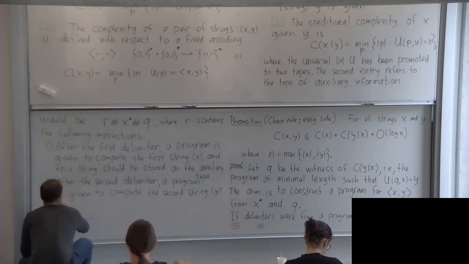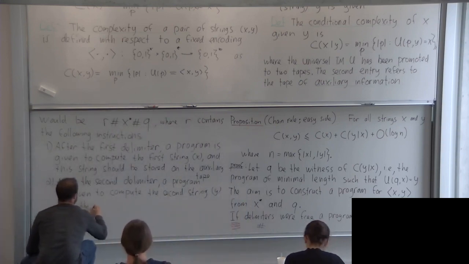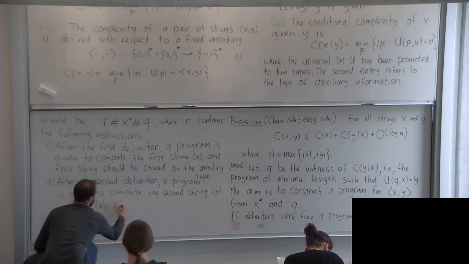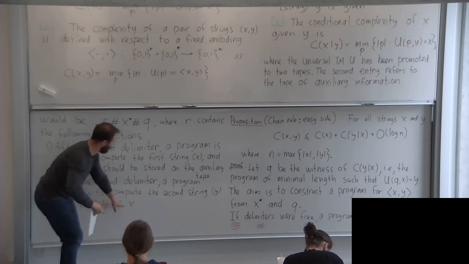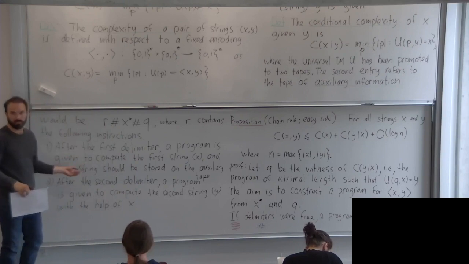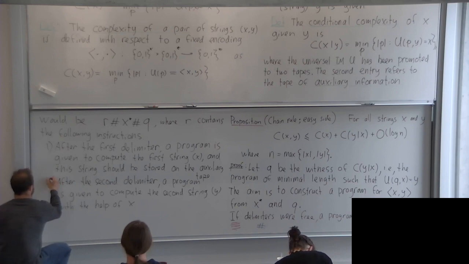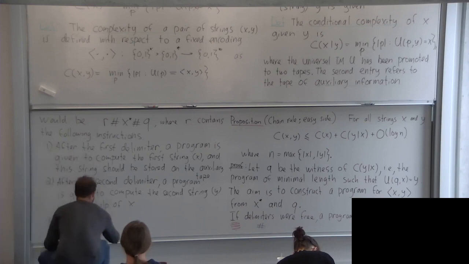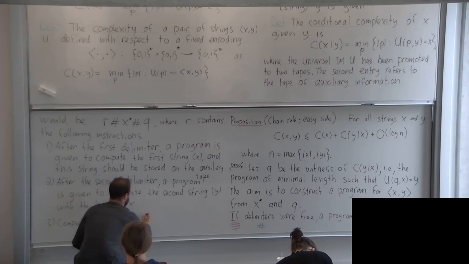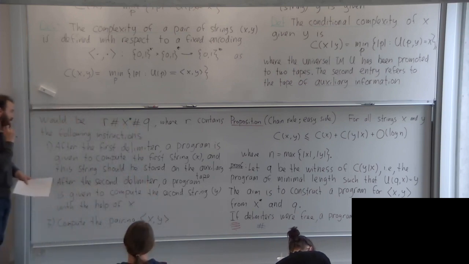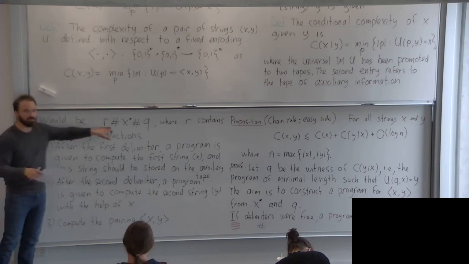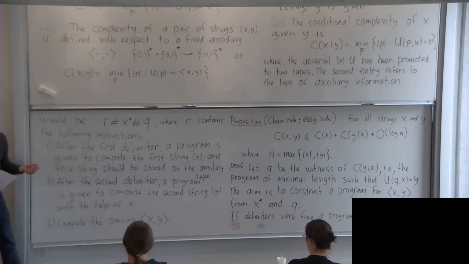y, with the help of x, which was already computed. I refer to x as the first string that has been computed. And 3, compute the pairing XY. And halt. So basically this is what the preamble R embeds as instructions.